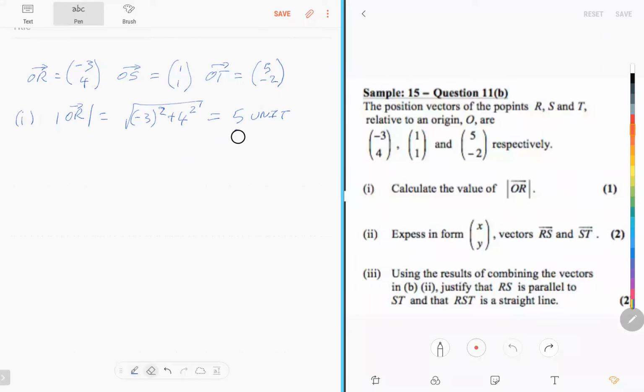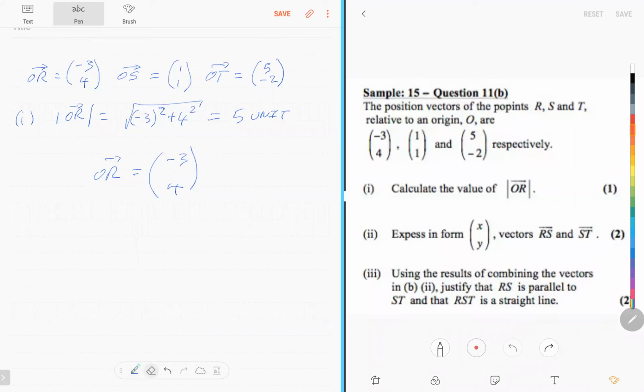Now let me just explain to you why it becomes the length of it. The vector OR being (-3, 4) means to go from O to R, you go 3 units to the left. That's negative 3. And 4 units up. So I drew it the wrong way. It's back and up.